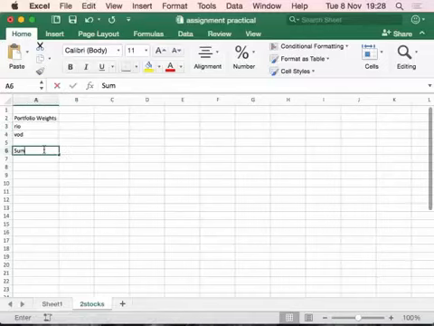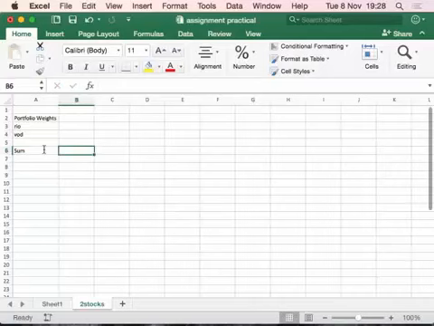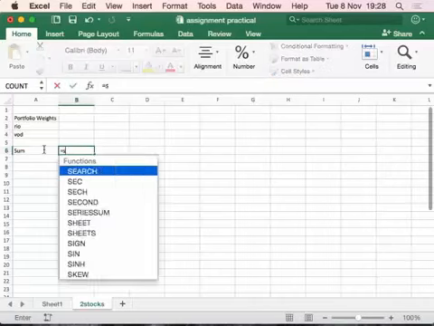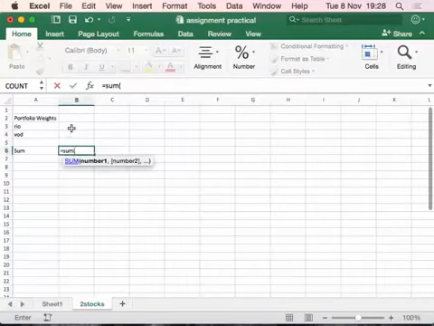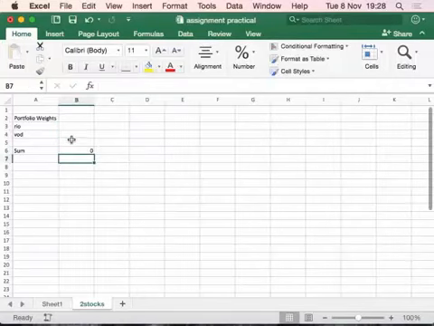I'll just type here sum, and here I will insert a formula. Sum of whatever appears right under the weights should be appearing right here. So I will impose a restriction on this at some point. You will see that.